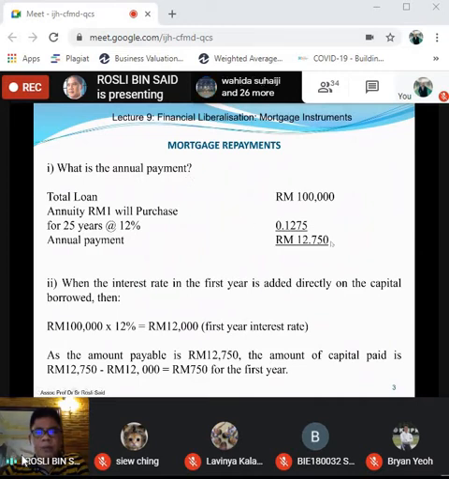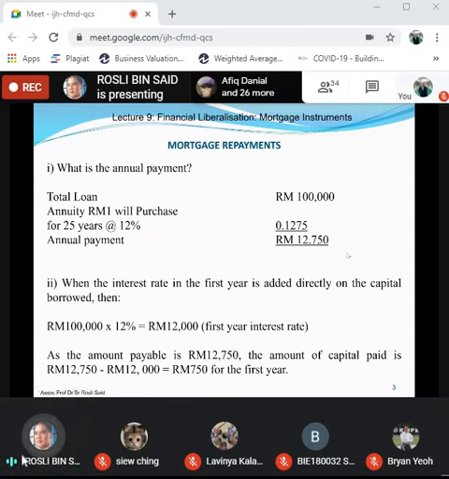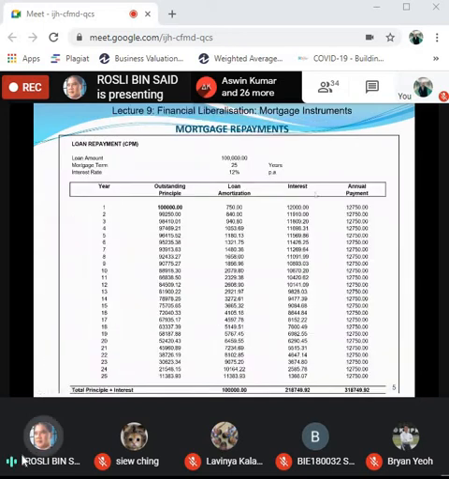So we know 12,750. So did we use this as the annual payment for the constant payment mortgage throughout the mortgage period? So in year 10, this one is still in the first year. So basically 12,750. So in our calculation also, we got the same answer.